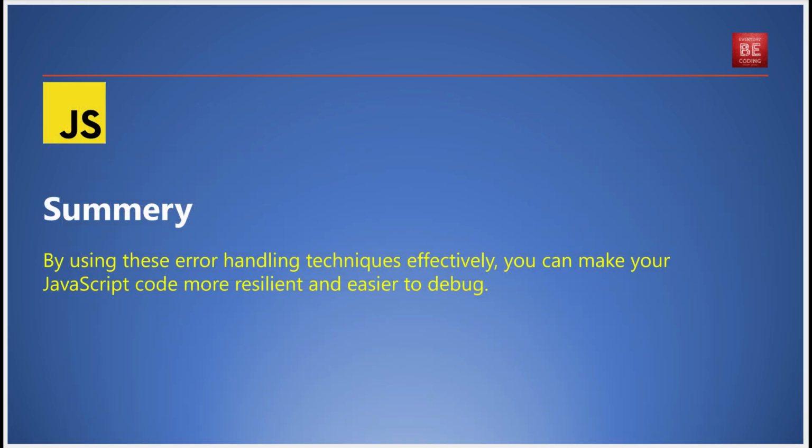In summary, JavaScript provides a variety of techniques for handling errors, from the try-catch statement and throw statement to the error object, finally block, and global error handling. By using these techniques effectively, you can make your JavaScript code more resilient and easier to debug, ensuring your program runs smoothly and efficiently.